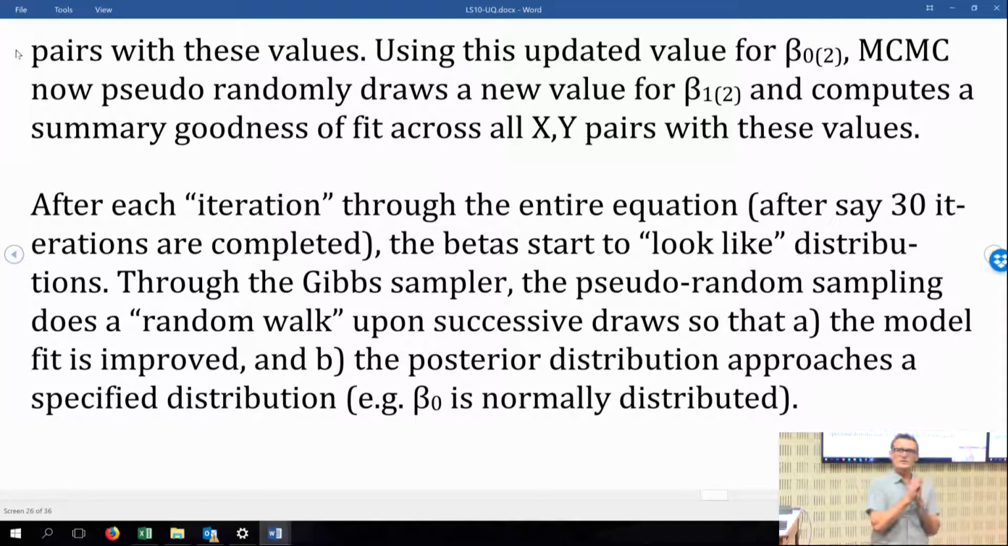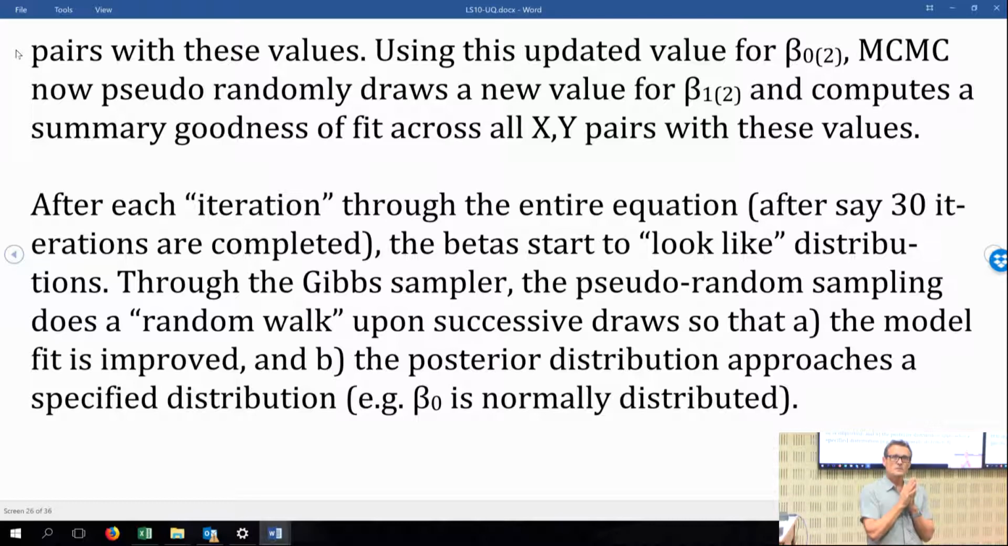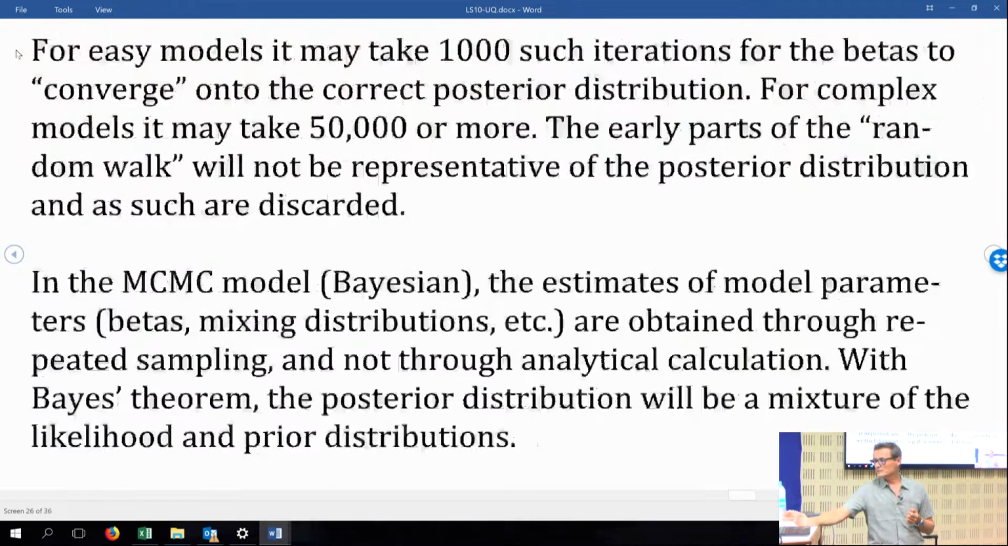After each iteration through the equation, say after 30 iterations, the betas start to look like the distributions that we want them to look like. Through the Gibbs sampler, the pseudo-random sampling does a random walk after successive draws, and the model fit is improved. The posterior distribution approaches the specified distribution, and we then draw on those. You can take up to 50,000 draws for complicated models.